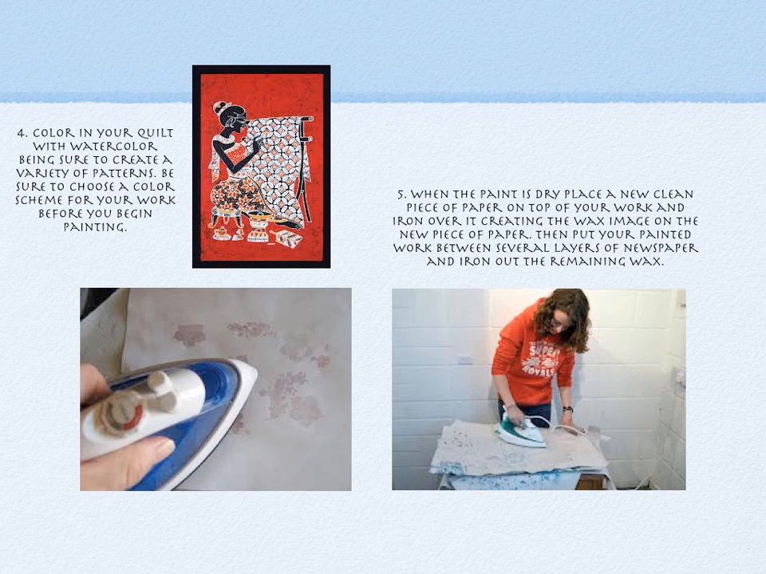When the paint is dry, place a new clean piece of paper on top of your work and iron over it, creating the wax image on the new piece of paper. Then put your painted work between several layers of newspaper and iron out the remaining wax.